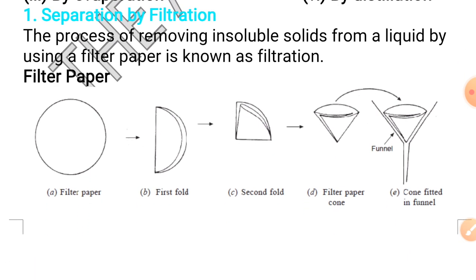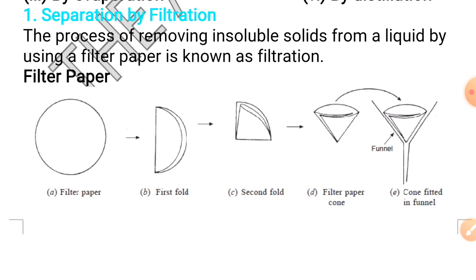First one is separation by filtration. The process of removing insoluble solid from a liquid by the use of filter paper is known as filtration. Now students, filter paper is a round shaped paper having tiny pores in it. Obviously these tiny pores can't be seen by naked eyes, but still these tiny pores allow the liquid to pass through and they hold the impurity.